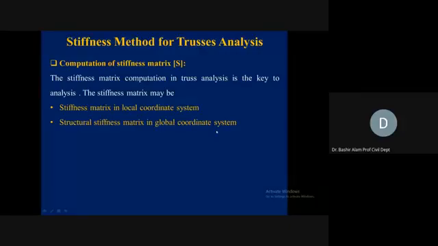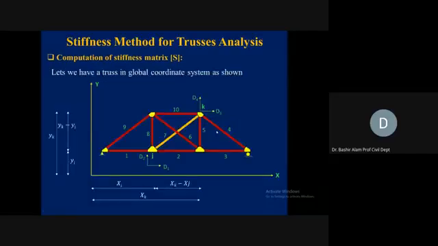Global coordinate system is what? In this case, the pure left-right horizontal we take as the global x-axis, and perpendicular to that, which is vertical, we take as the y-axis. So that is the structural axis or the global coordinate system. We'll discuss this in a moment. Now we can explain these things.